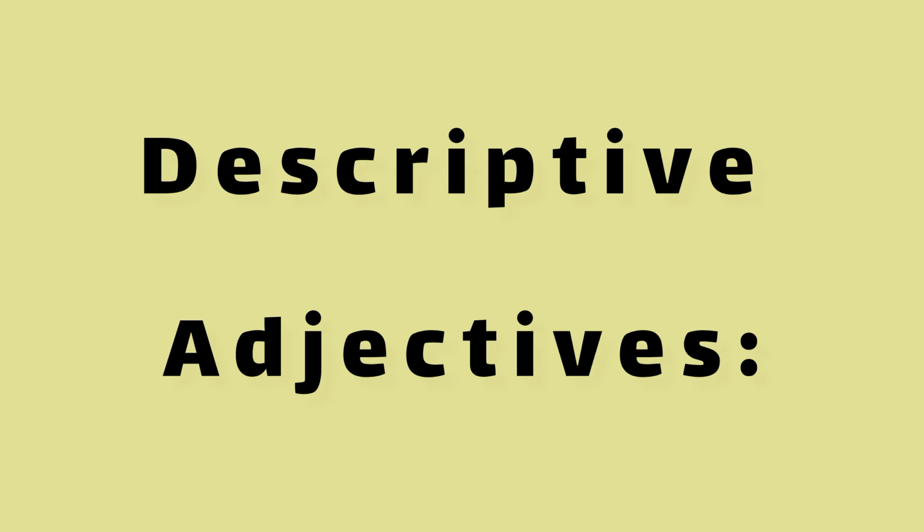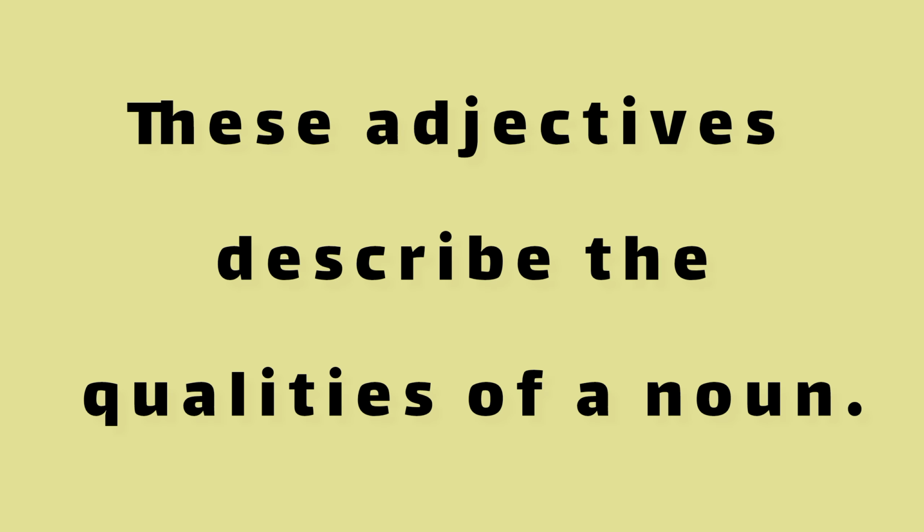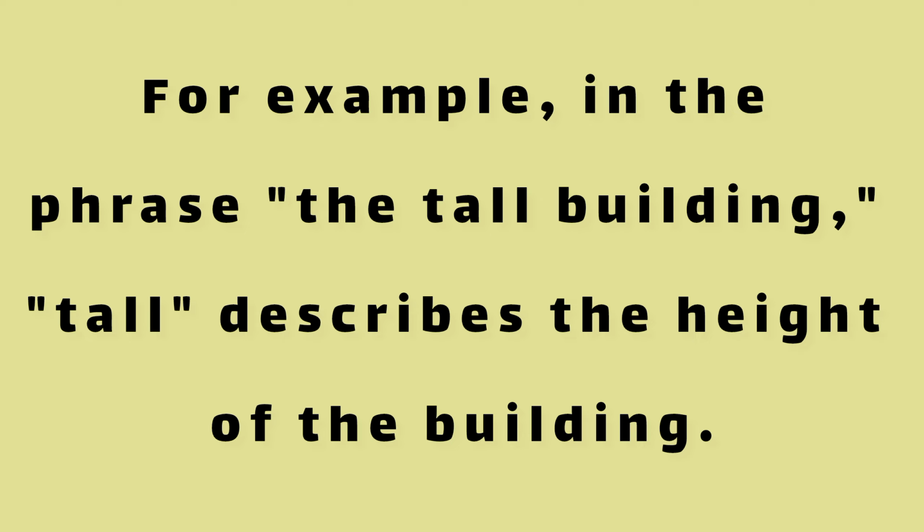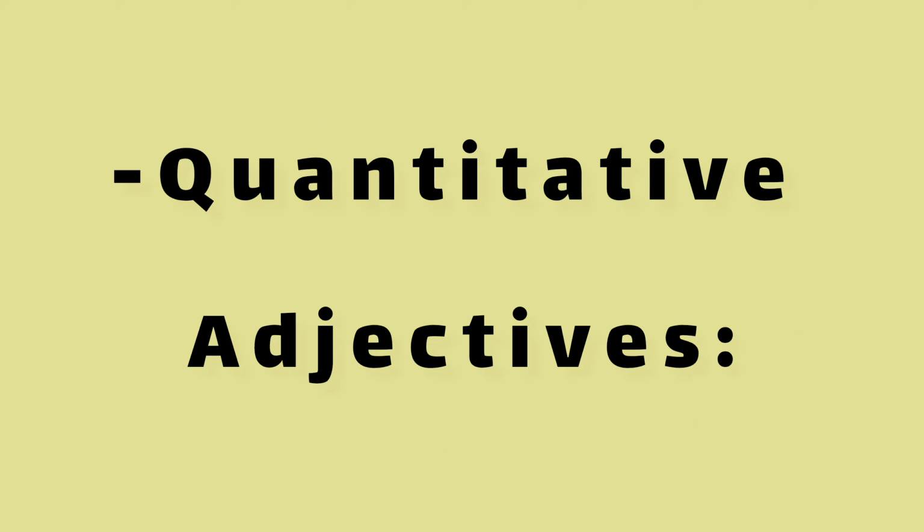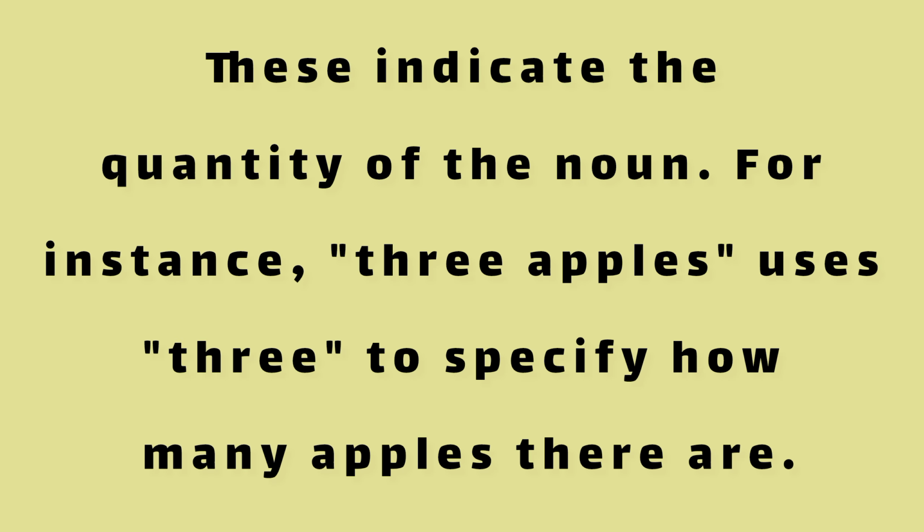Descriptive adjectives. These adjectives describe the qualities of a noun. For example, in the phrase "the tall building," tall describes the height of the building. Quantitative adjectives. These indicate the quantity of the noun. For instance, "3 apples" uses 3 to specify how many apples there are.